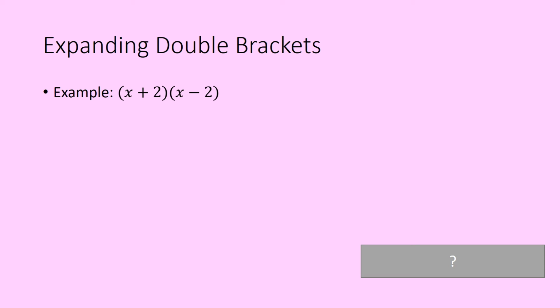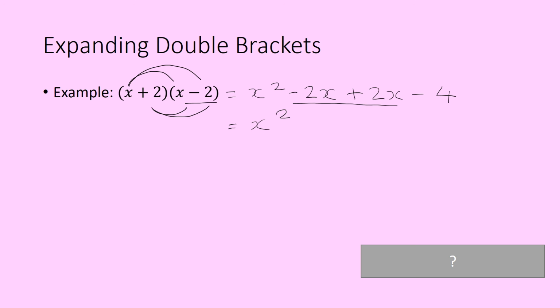What about another example? This is a special case. So we've got x plus 2 and x minus 2. Let's see what we get when we expand this. So x times the x, x times the minus 2, 2 times the x and 2 times the minus 2. Be careful with that sign, you've got to include that minus 2. So we get x squared minus 2x plus 2x minus 4. So that collect like terms, we get x squared. If you collect those like terms, they just cancel down to 0, and x squared minus 4.